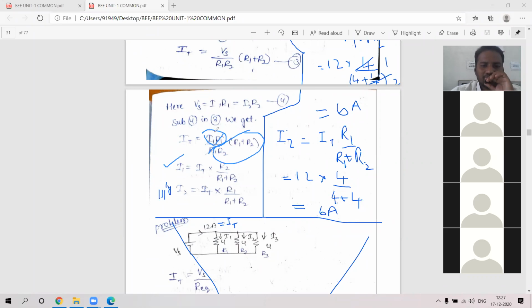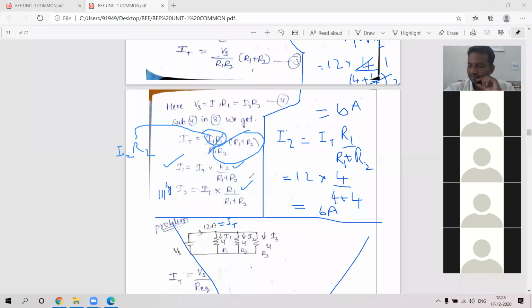Similarly, if I replace Vs as I2 R2, I am going to get I2 is equal to I total into R1 by R1 plus R2. Here for I1 I got the opposite resistor R2. If I take I2, I am going to get R1.